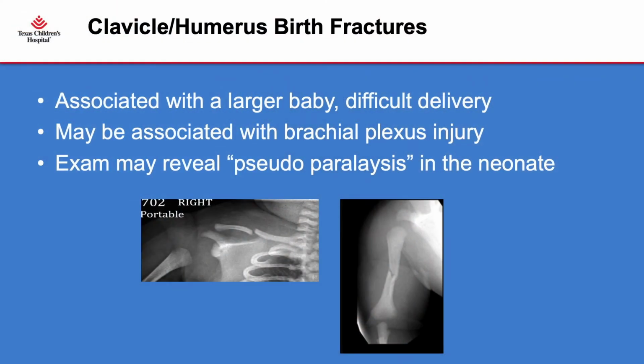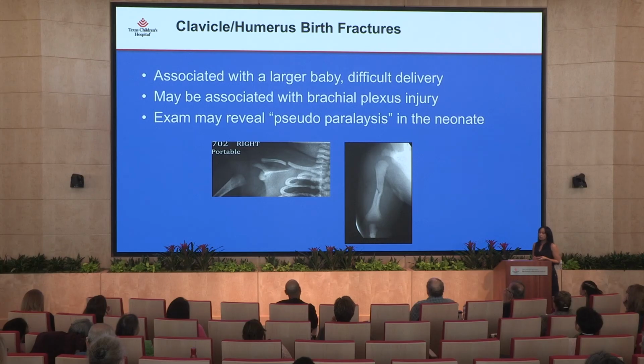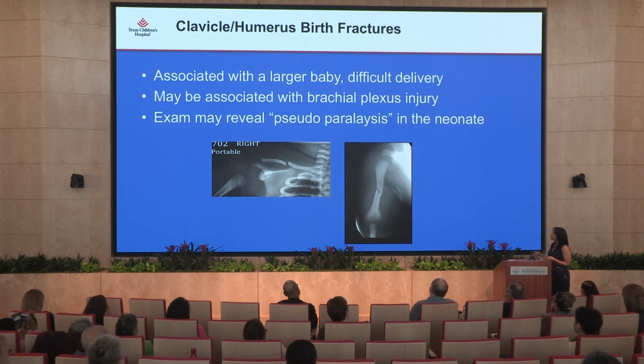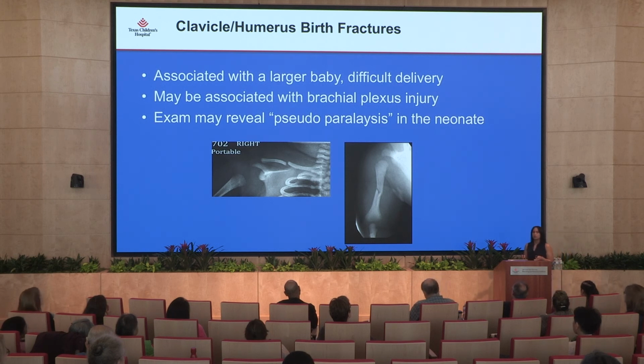And then birth fractures. So birth fractures can often happen of either the clavicle or the humerus. It's associated with a larger baby, a difficult delivery. There can be associated brachial plexus injury with it, so you always want to kind of monitor for that later while you're following them. Initially, the babies are going to have the pseudoparalysis. They're going to keep their arm to their side. They're not going to want to move it. And so you can't really know if they have a brachial plexus injury initially. It would be very difficult.